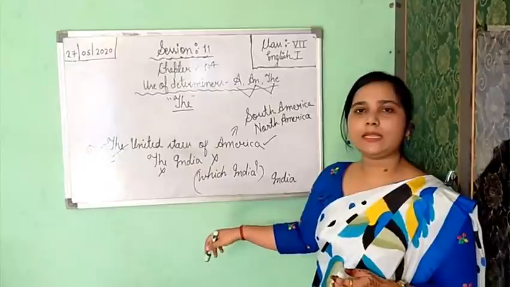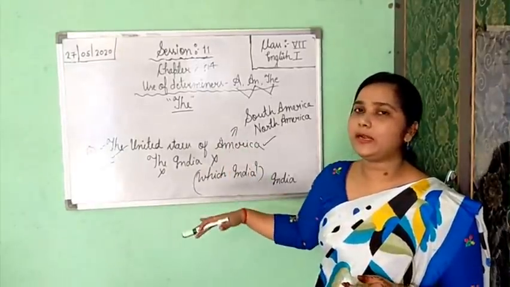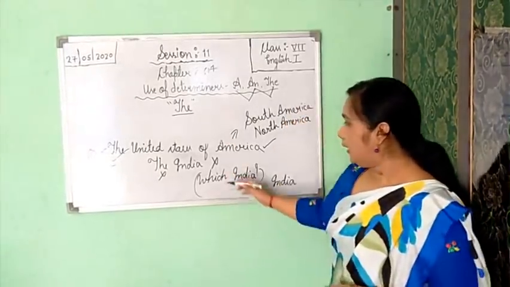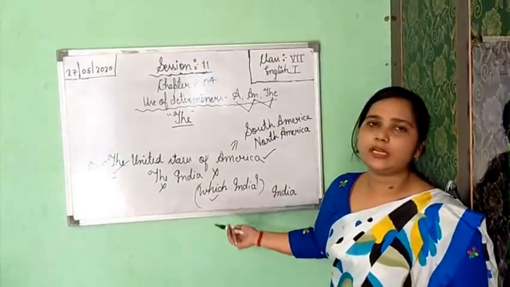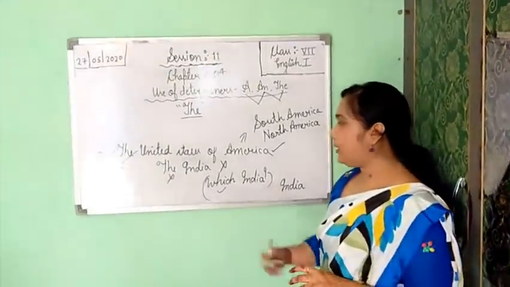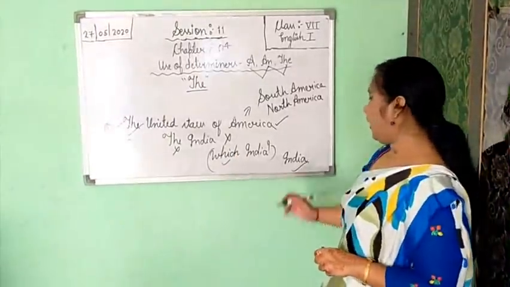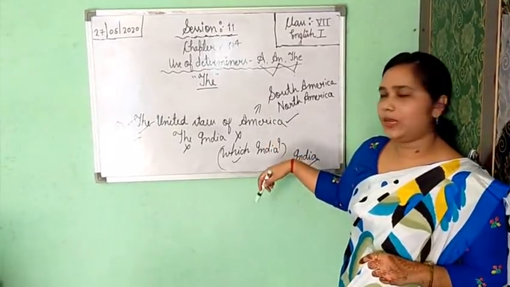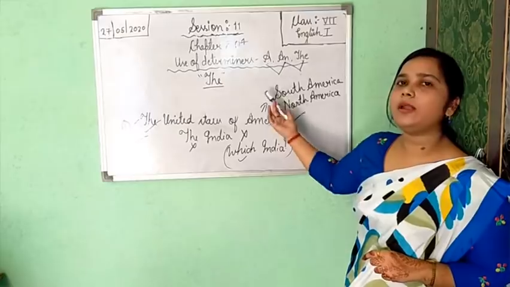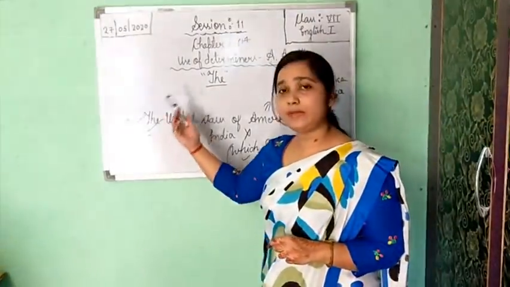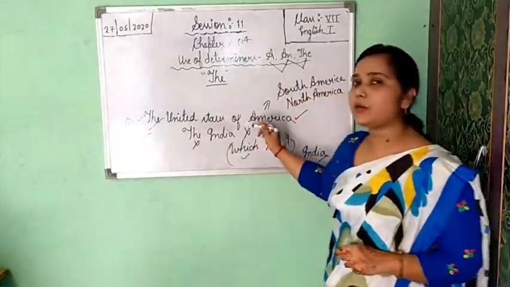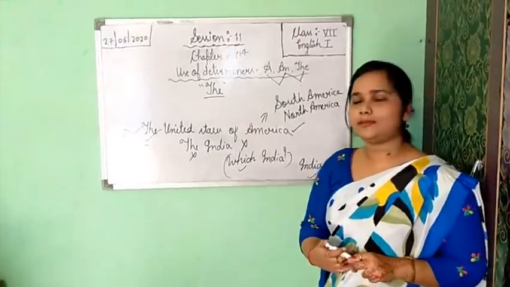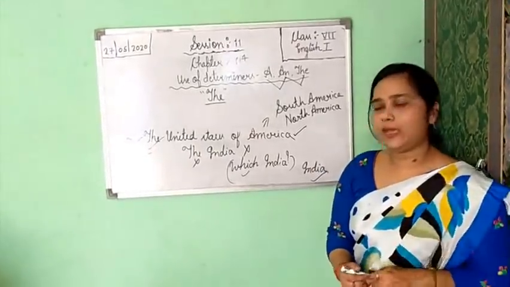But if the country is not divided into parts, you will not use "the". So nobody can give the answer of which India, because India is only one. So we will not use "the India". We will simply use India. But if somebody is asking which America, the answer may come, whether South America or North America. So here we have to use the United States of America. Similarly the UK, United Kingdom, that is also divided into parts. That's why "the" is used before UK.